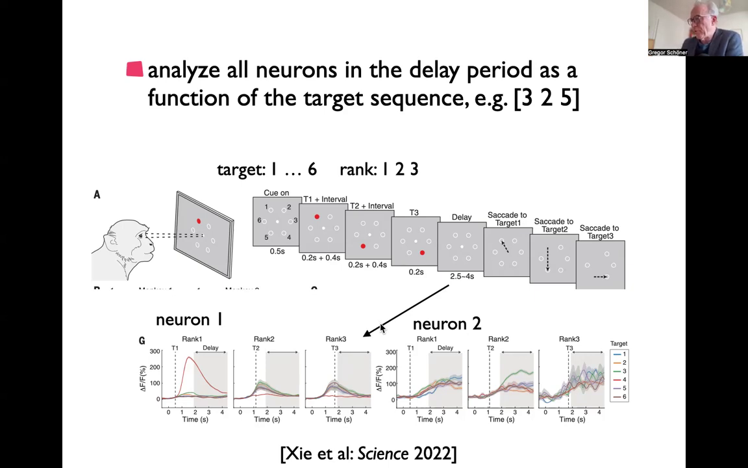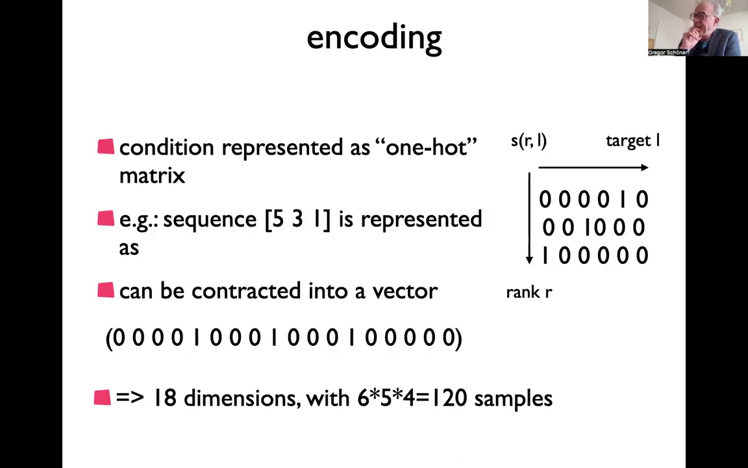So you have a lot of neurons that you record from. Now, the technique that they use to analyze this data in this new way is using a particular encoding scheme. They represent the condition in a one-hot matrix. One-hot, this would be our kind of space code, right? Where it's just normalized here.